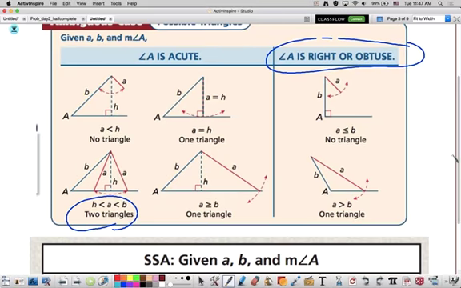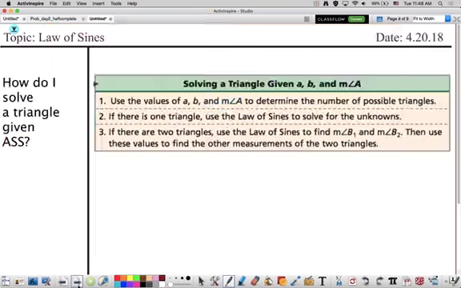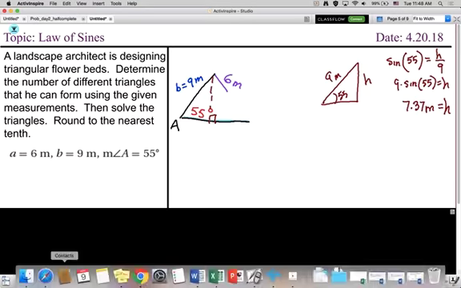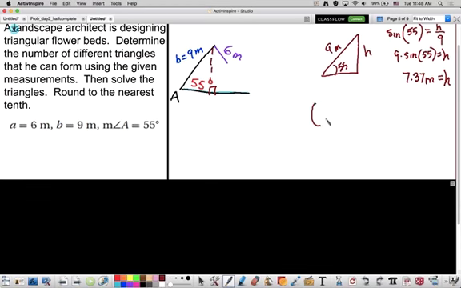I'm looking here or here? Here. Well, A doesn't equal H. Is A less than H? No? Are you sure? What was A? 6. What was H? 7.37. Okay, so I am here. No triangle possible. Right? So no flowers for that guy. Alright, no triangles.